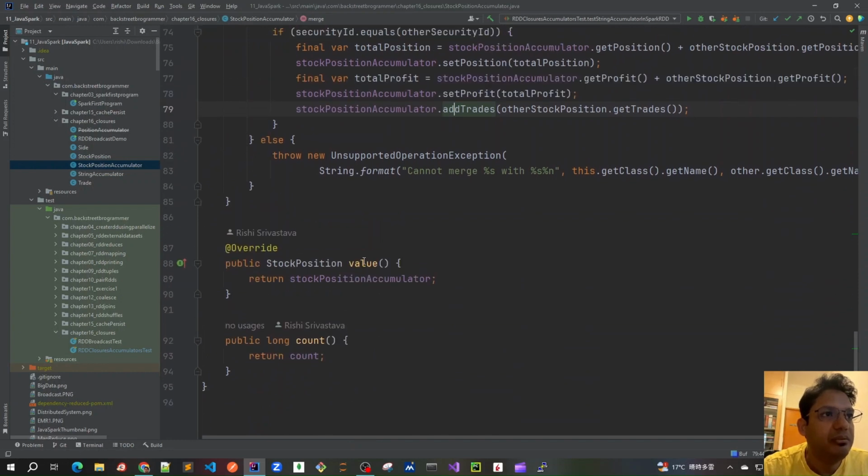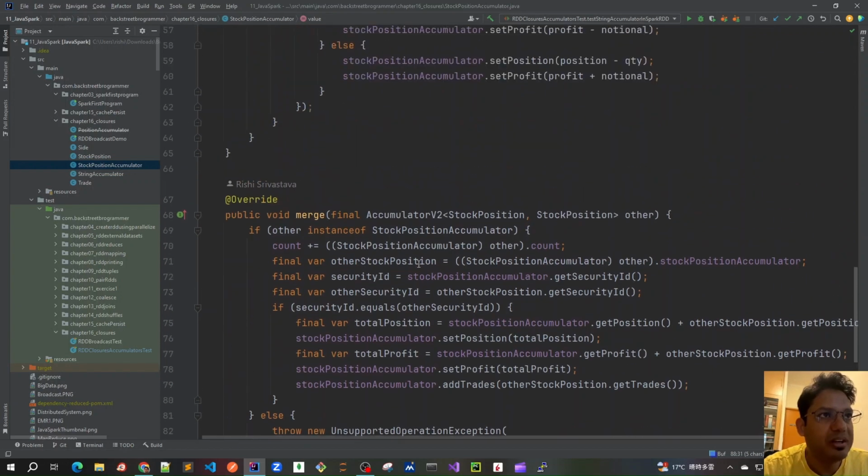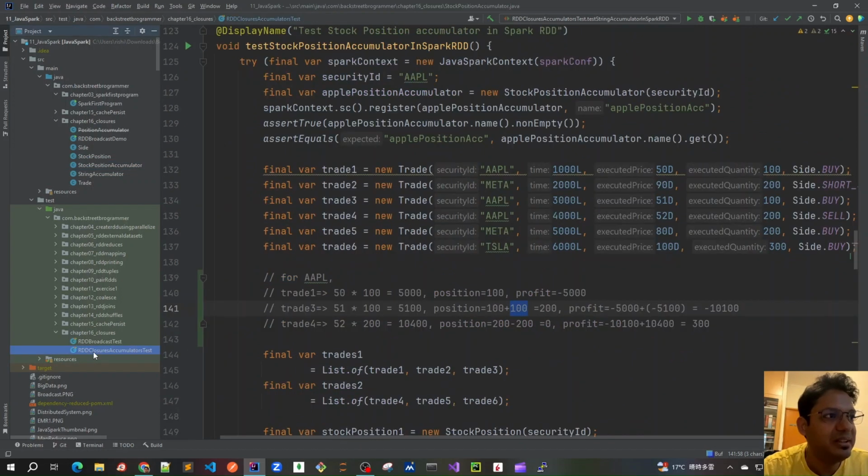And then finally, the getters for value and the count are also provided here, because the value is something which can only be read at the driver side. So this is all about our class structure. Now let's actually go through the unit test case again, and let's see whether it's working as expected.